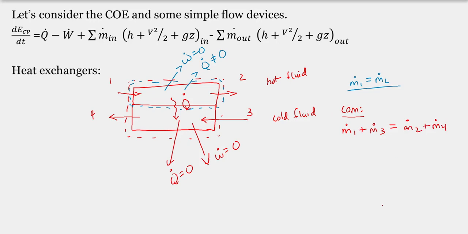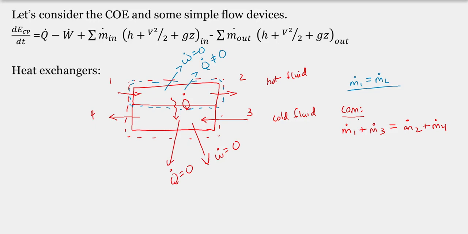Okay? So be careful how you choose your control surface. And whenever you look at the control surface, you have to identify all the energy transfer and all the mass transfer that cross the system boundary. If they don't cross the system boundary, they're interior. They're either completely inside the control surface or completely outside the control surface. And either way, they will not be considered. You don't have to consider those terms in your conservation equations.